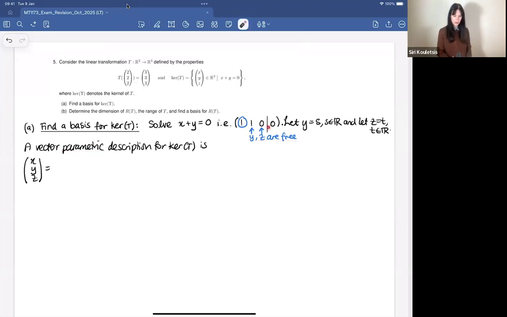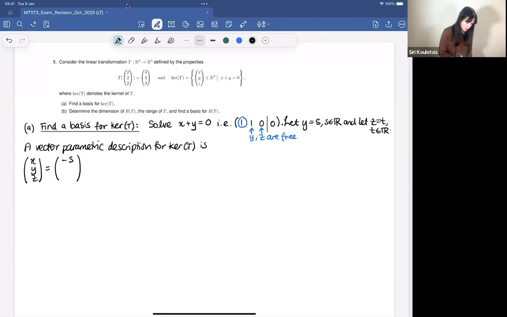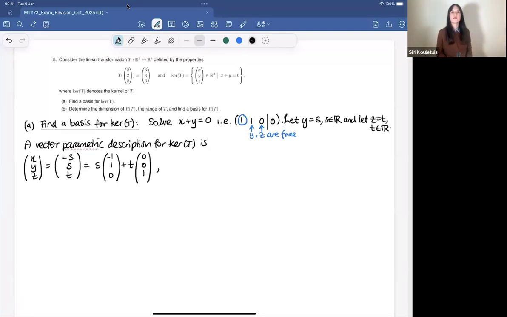And again, we just look at this single row here. x plus y equals 0. So x is minus y, but y is s, so x is minus s. Well, y is s and z is t. So this is a vector parametric description for the kernel.